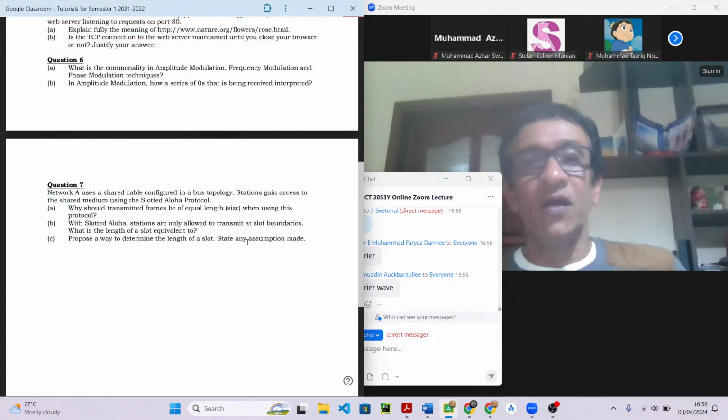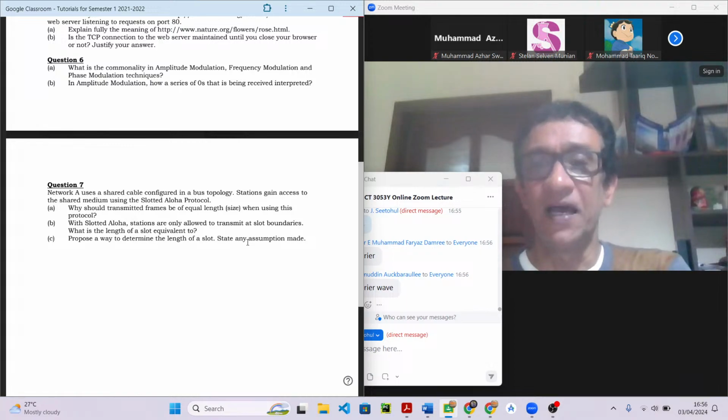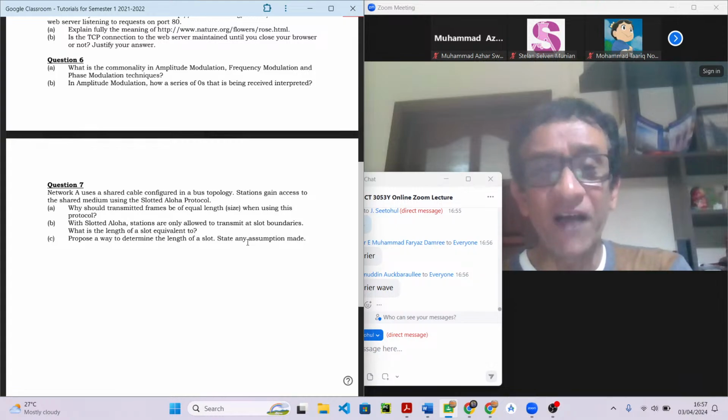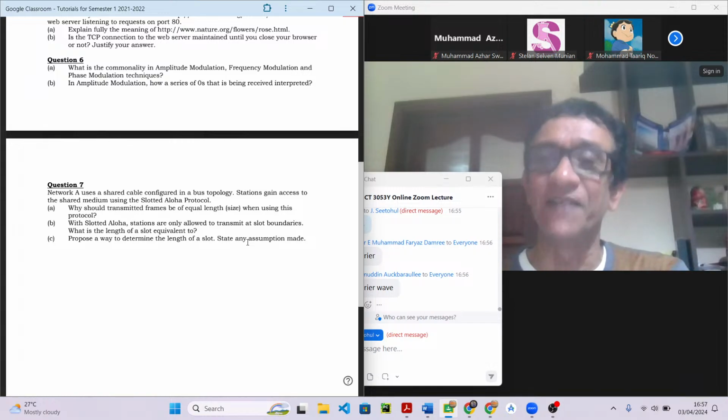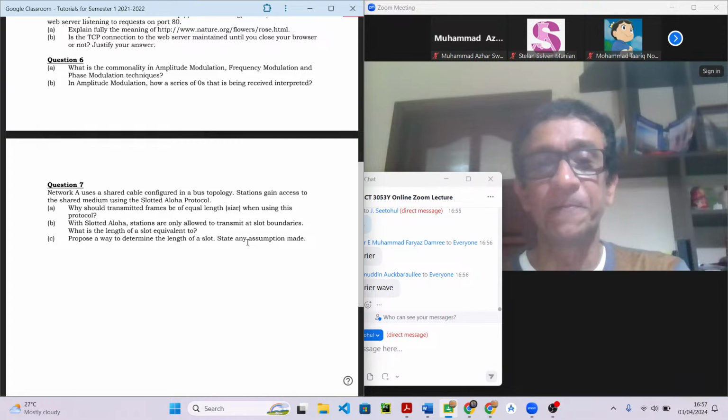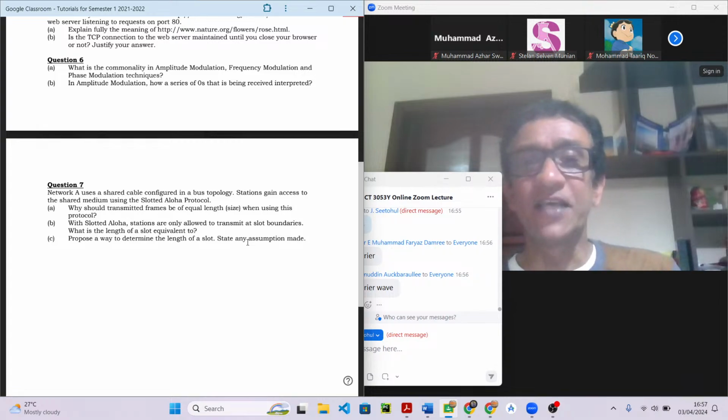Now, why? Because if we have bigger frames, they will take more than 1 slot. They will need more time to traverse the medium, and they will also occupy the channel for a long time. And if we have smaller frames, then it is a wastage of the slot because they will take only part of the slot, because the slot represents time, right? So this is why we have frames of equal size, because frames of equal size will ensure a consistent transmission delay, right? So with slotted Aloha, stations are allowed to transmit at slot boundaries.